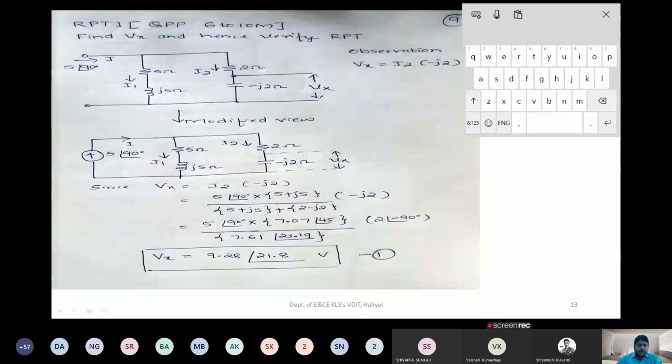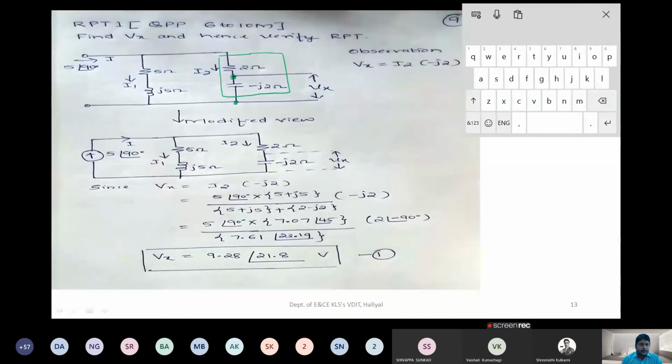Now in this problem, what is the requirement? You have to find Vx. Where is that Vx? It is mentioned across these two points. It is not like there is a diversion; this is a single branch. But in that branch, they need the voltage across this element only, that is minus j2 ohms. So if I make an observation, this is the input current they have given.